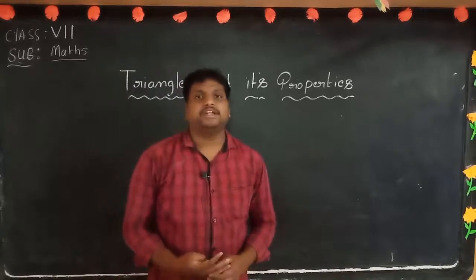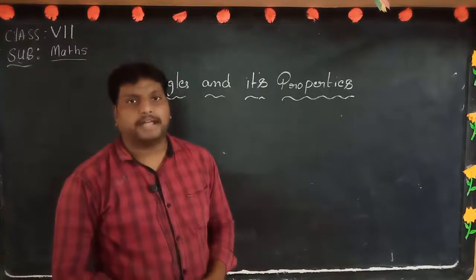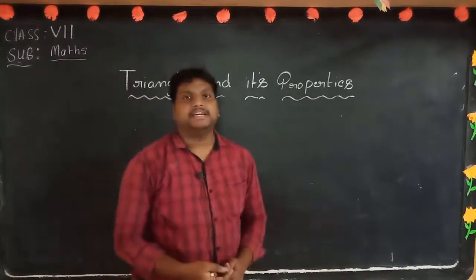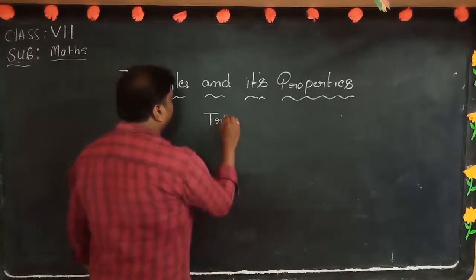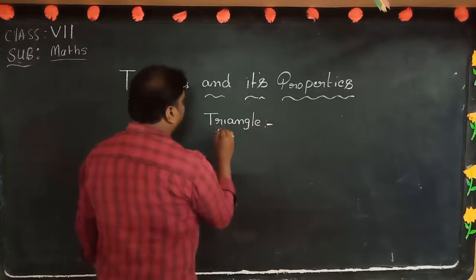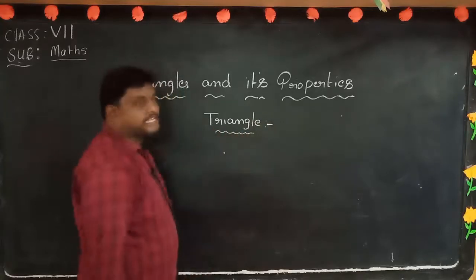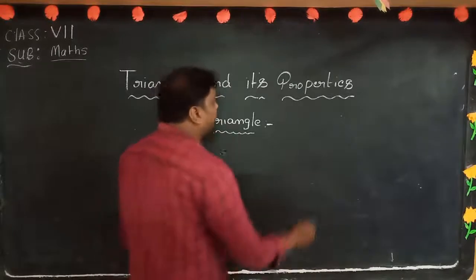Once again we will revise briefly the triangle and types of triangle based upon angles and sides. First, triangle. Triangle is a closed curve with 3 line segments. Already we know that.